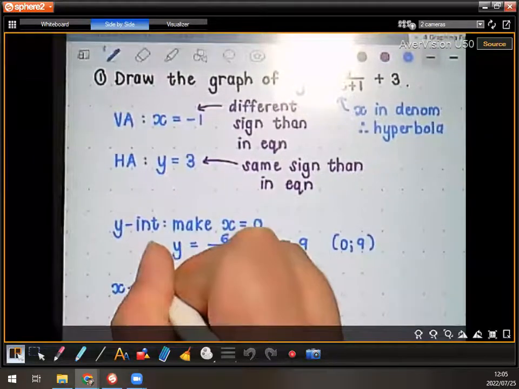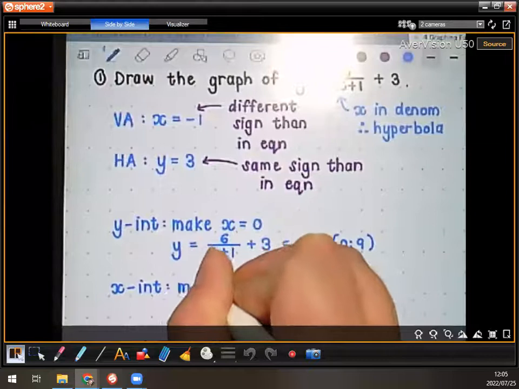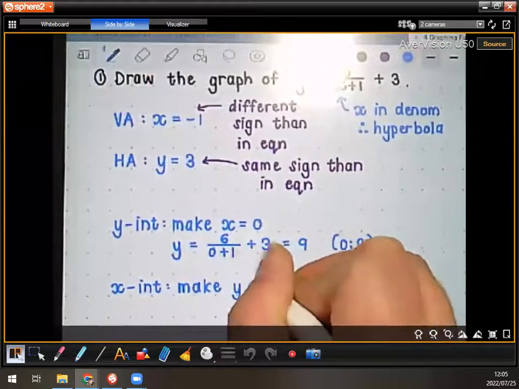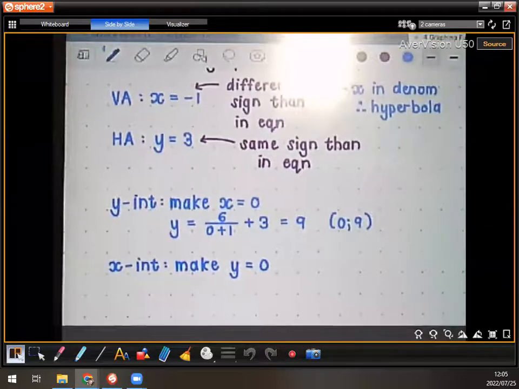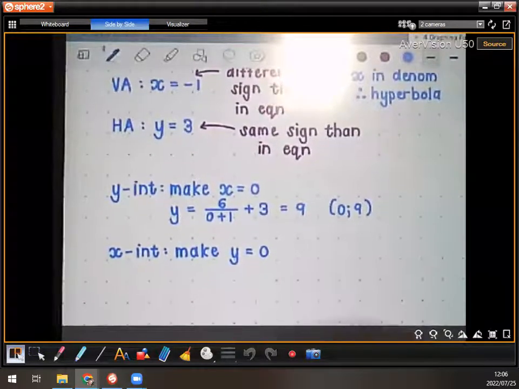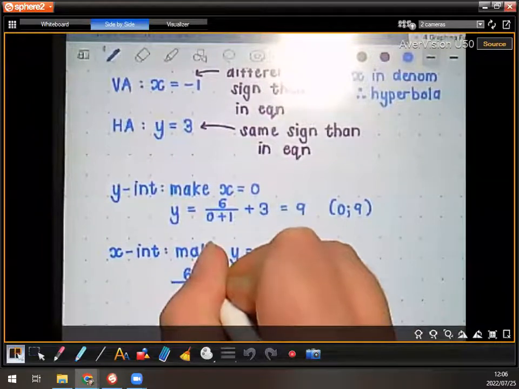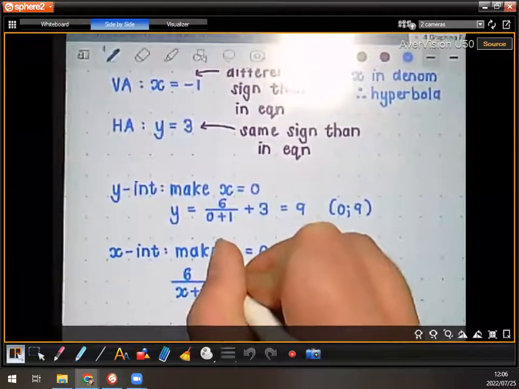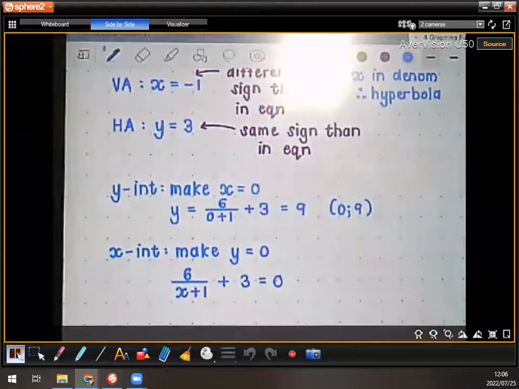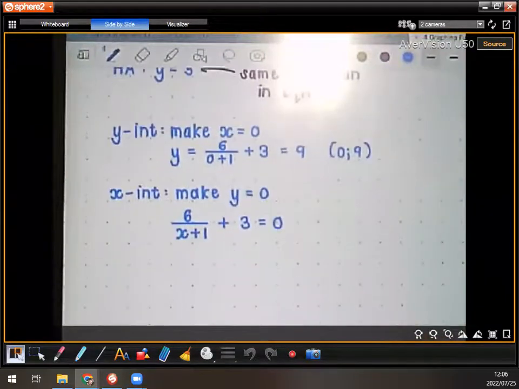Okay, for the x-intercept, we have to make y equal to 0. Okay, now guys, this is the part that's actually the most complicated of the whole hyperbola process. It's finding the equation. Okay. So what we're going to do is we're going to take the equation 6 over x plus 1 plus 3, and we're going to make it equal to 0. And now we need to solve for x. Okay, it's not super difficult, it's just it has multiple steps.